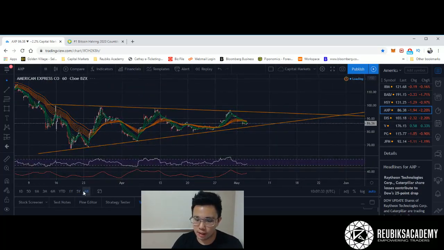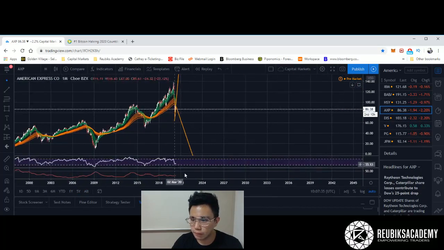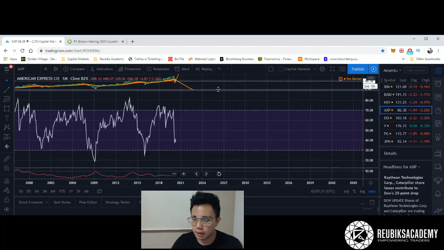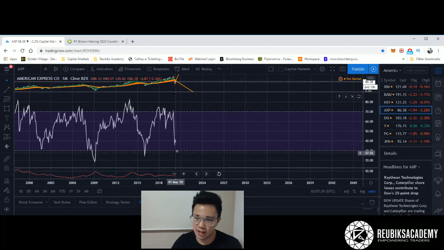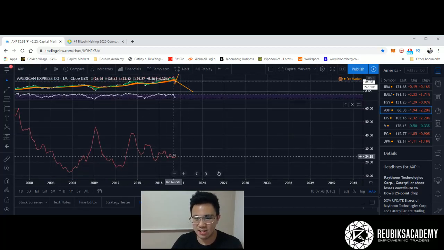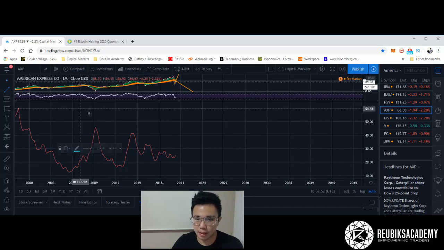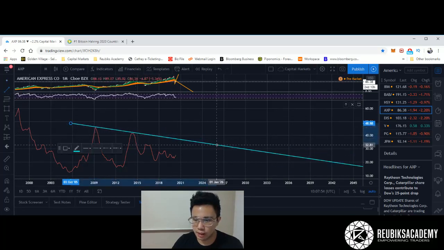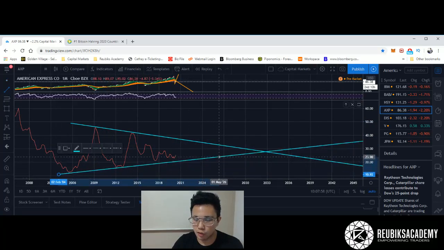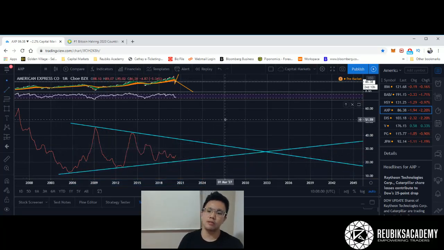If you look at the overall time chart, the RSI is not in the overbought nor in the oversold zone. ADX is relatively flat. If you plot a line for the ADX, it looks exactly like what's happening in the charts. It is forming what we call a symmetrical triangle formation.